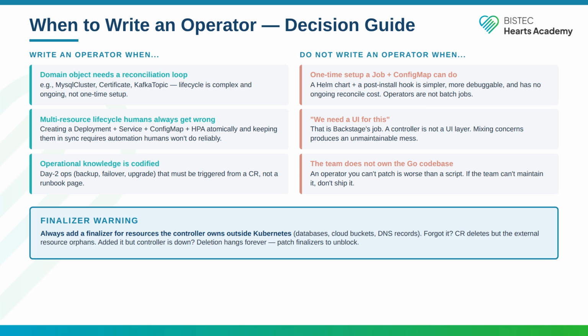Do not write an operator for one-time setup. A Helm chart with a post-install job handles database table creation on first deploy perfectly. An operator that runs a migration job on every reconcile is over-engineering. Operators have runtime cost. They are always watching, always queuing, always reconciling. A job costs nothing after it completes.